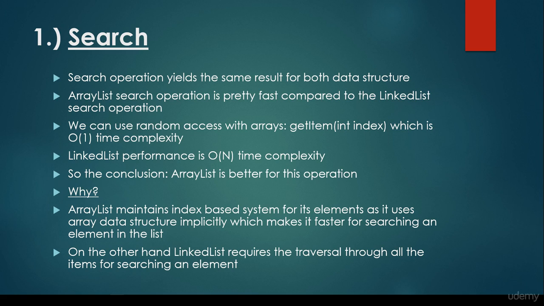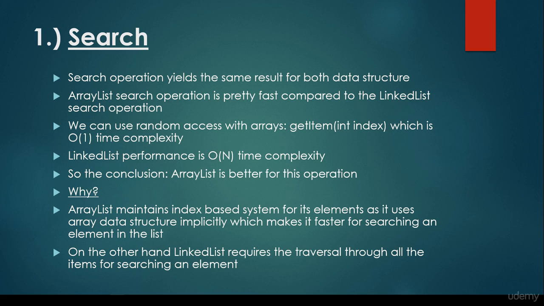So if we are looking for an item, we have to start at the root node. It's very important. I have mentioned it several times. For linked lists, we are only able to access the root node. So we have to iterate through the whole list and check on every iteration whether this is the item we are looking for. And of course, it's going to take linear time complexity. So the conclusion is that ArrayList is better for this operation.